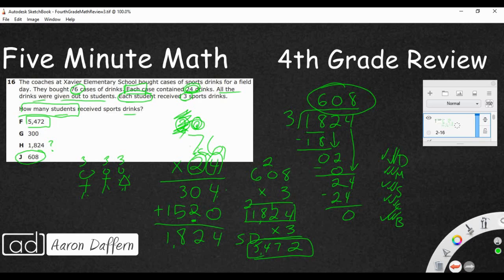The second operation is incorrect. You don't multiply twice. You multiply once, and then you divide once. And so our answer is going to be J, 608.